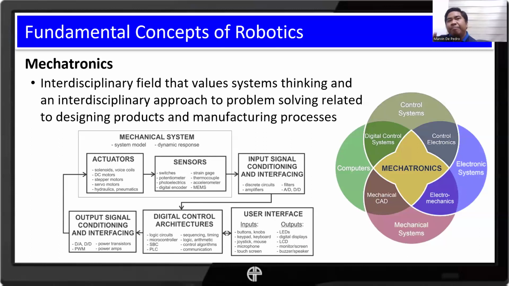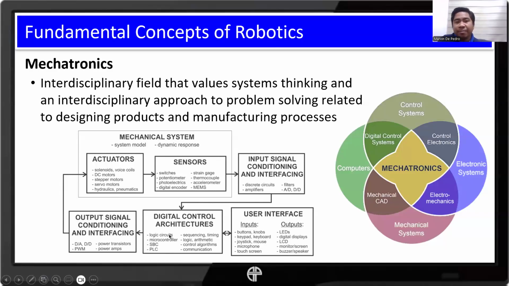Just like robots, there are many other machines that have similar architecture. A mechatronic system should have a mechanical system, and that mechanical system already includes the actuators and sensors. That's for the mechanical part. For the electronic system and control system, we have the input signal conditioning and interfacing, which is composed of different circuits like amplifiers and filters.